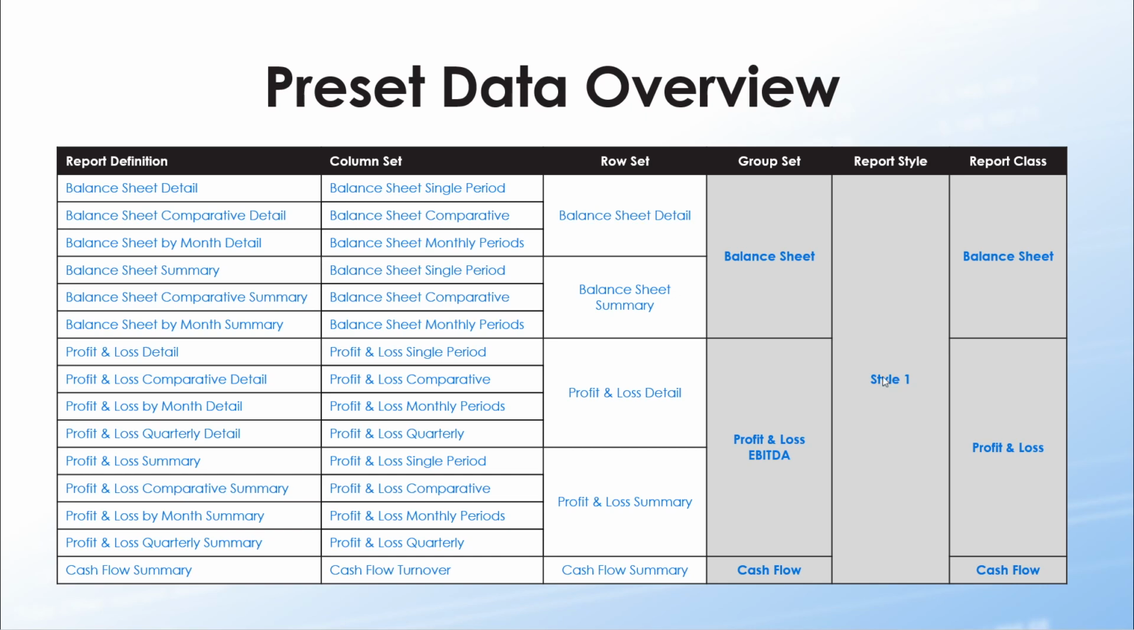I'll talk about styles a little bit later some more. And then finally, the report classes, which are common for all the group sets, row sets, and column sets and reports, so that when you're creating a new report, when you're selecting a row set, if the report is a balance sheet class, then only this row set can be selected.